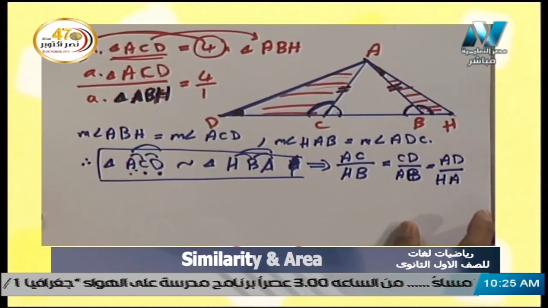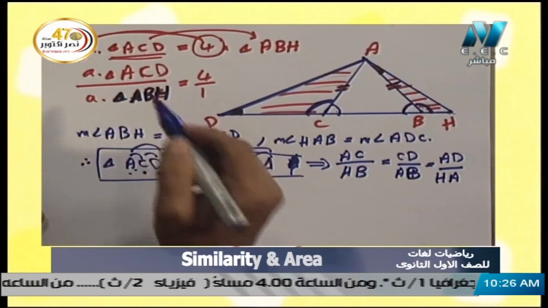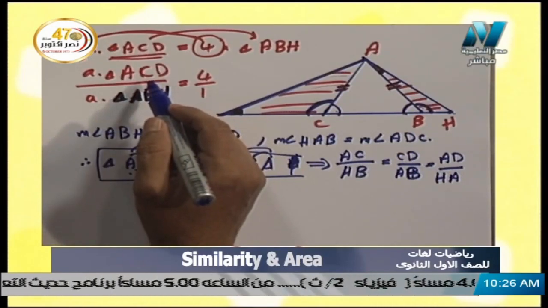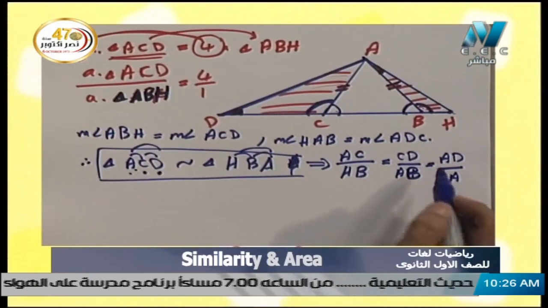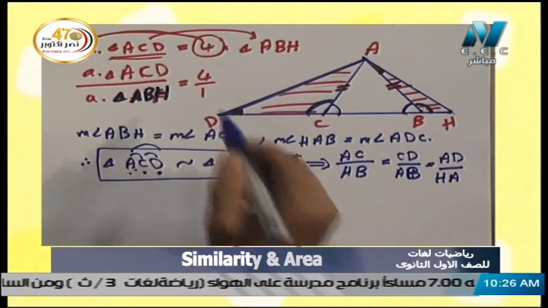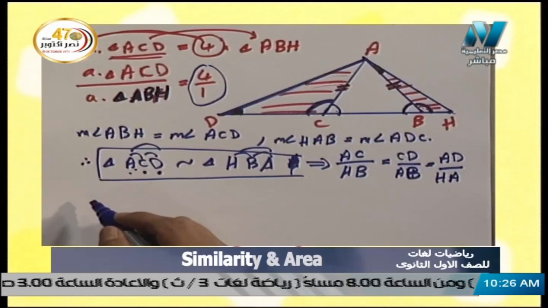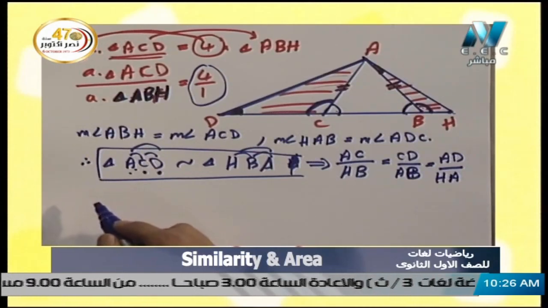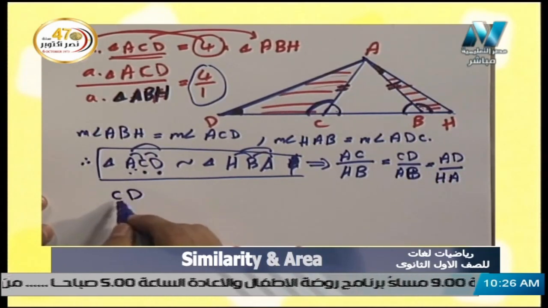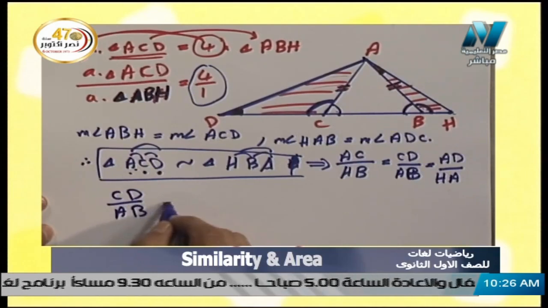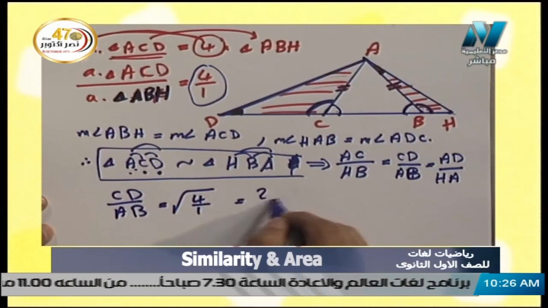And we know that for the similarity between the two triangles, the ratio of areas between the two triangles will be 4 over 1. So each ratio of these equals the square root of 4 over 1. So we can say that AB over DC, or CD over AB here, equals the square root of 4 over 1. So it's equal to 2 over 1.